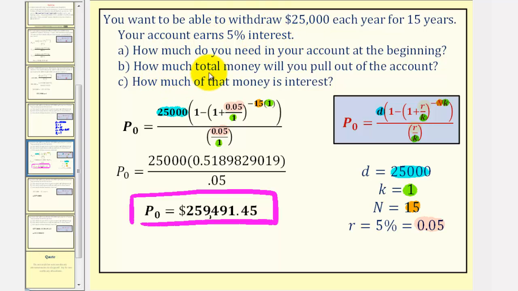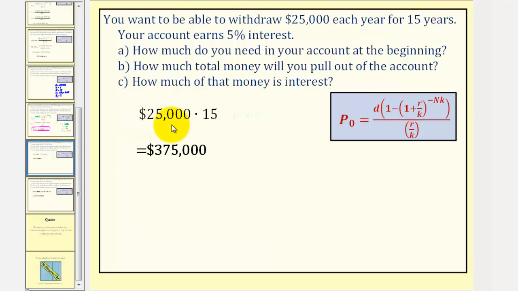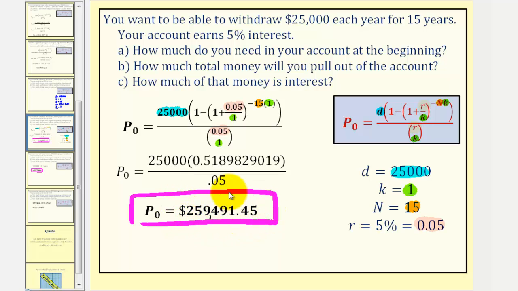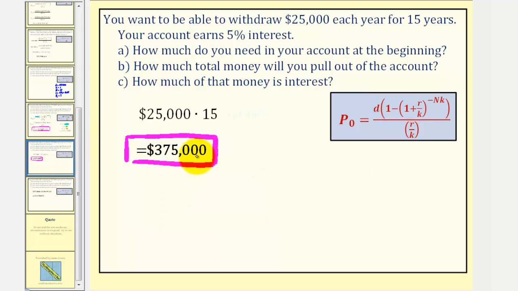Part B asked, how much total money will you pull out of the account? Well, you're going to be withdrawing $25,000 once a year for 15 years. So for part B, we would take $25,000 and multiply by 15, which gives a total of $375,000 withdrawn from the account over the 15 years. So this would be part B. So if we go back to part A just for a second, notice how the starting balance has to be this amount, but over the 15 years, you actually withdraw $375,000.